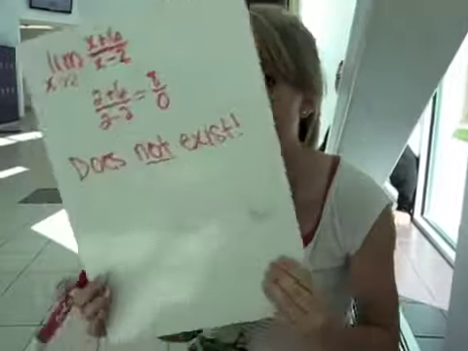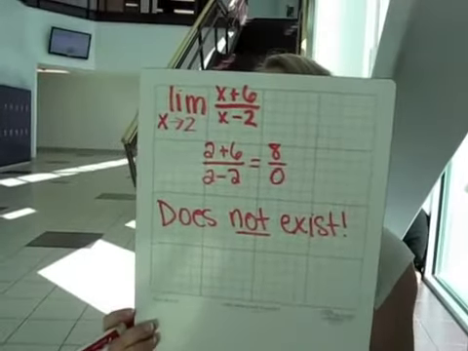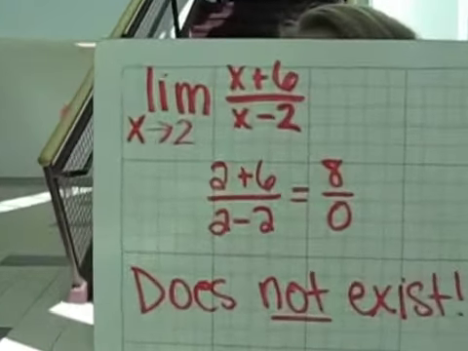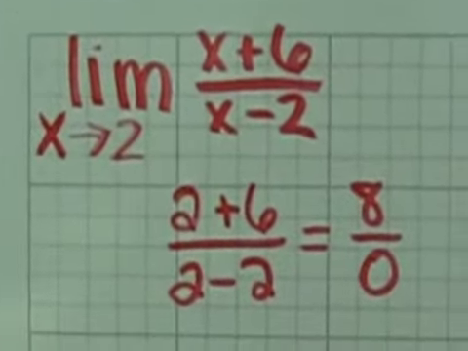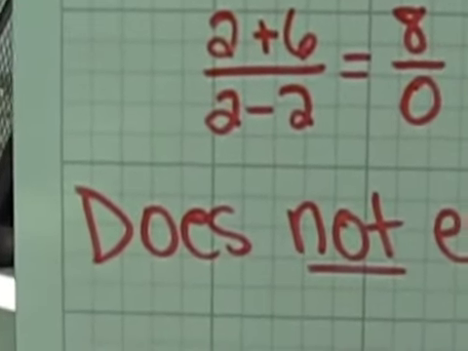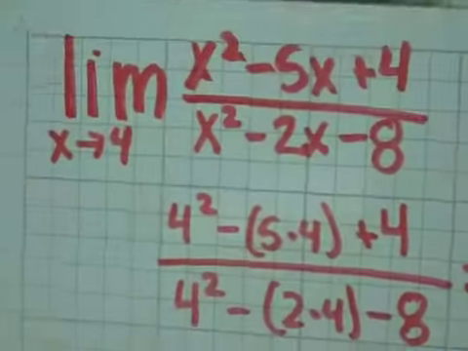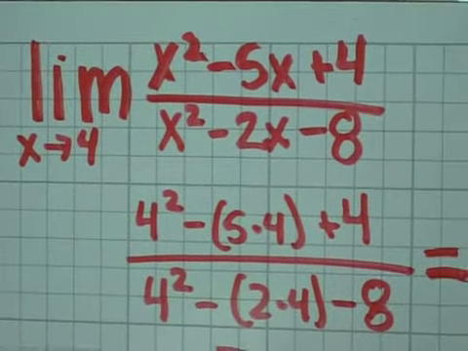When you plug it in, three things can happen. First, you can get a number, which is your limit, just like the previous example. Also, you can get a number over 0, like in this example. The limit does not exist. That means that the limit does not exist. Or you can get 0 over 0.